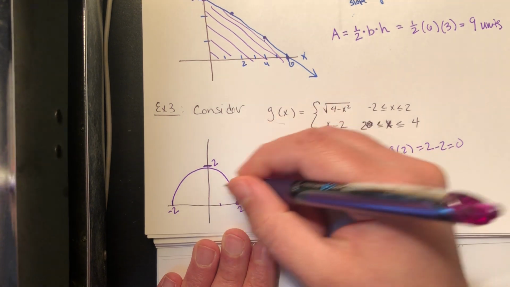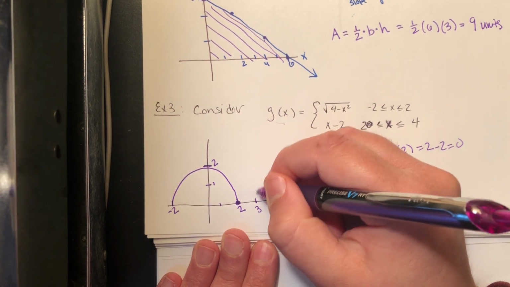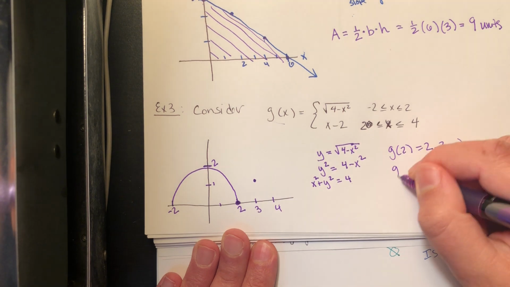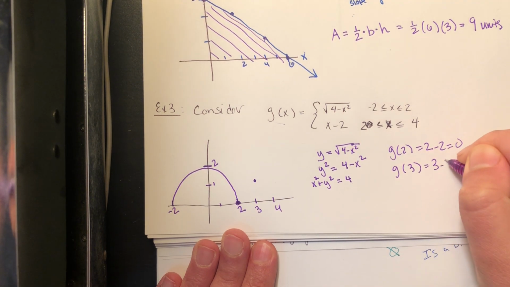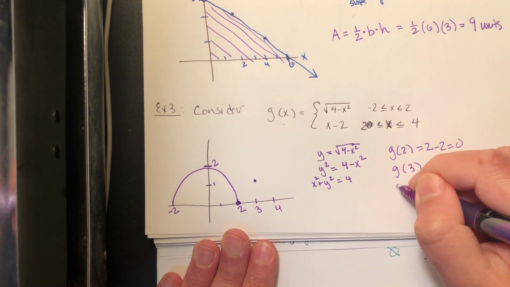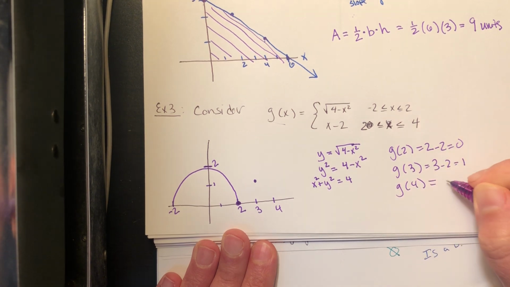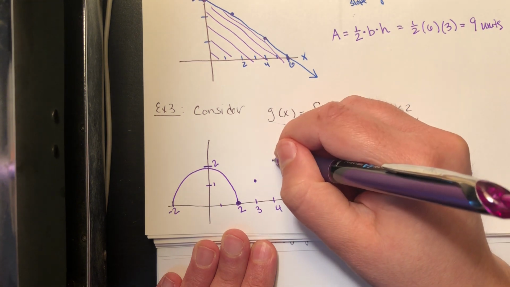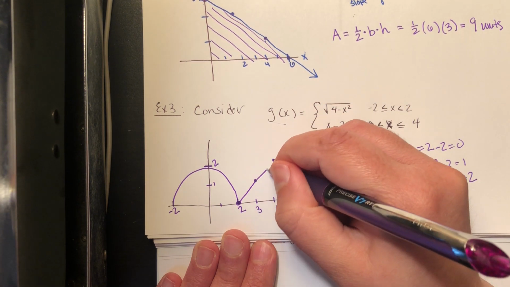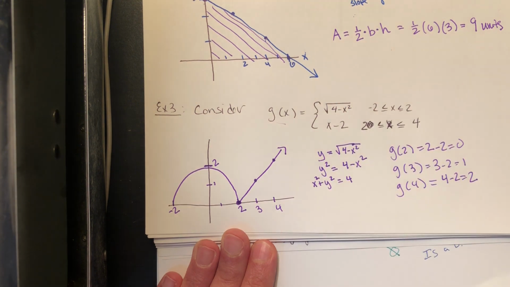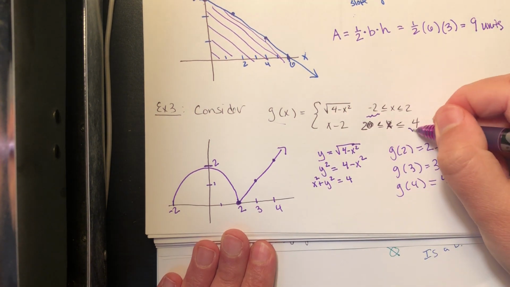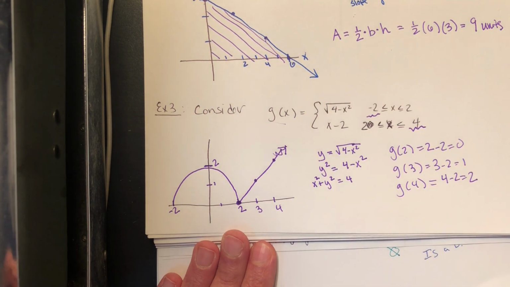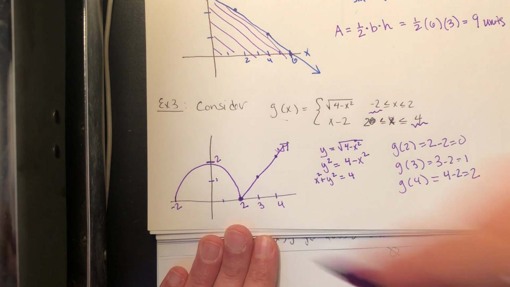So we'll have a point at (3, 1), right? g of 3 would be 3 minus 2, which is 1. And then we'd have a point at 4, 4 minus 2, so (4, 2). And this line would keep going, but we're really only interested in the area between -2 and 4. I guess maybe it doesn't keep going. The function's not defined after 4. Alright, so here's our shaded region here.